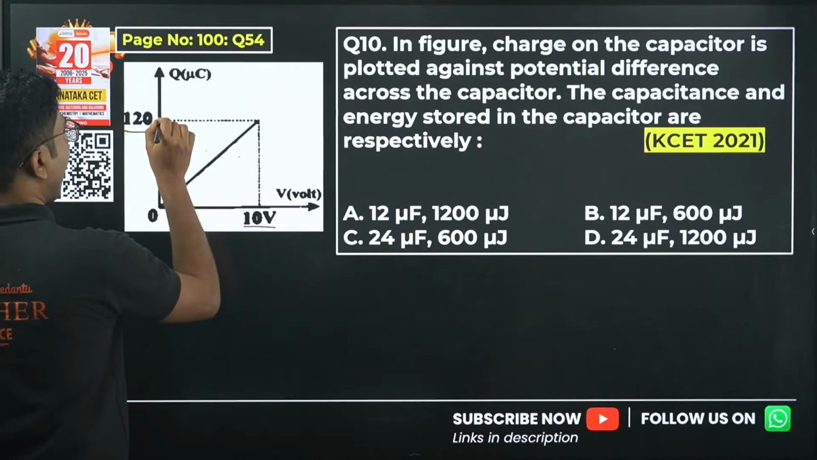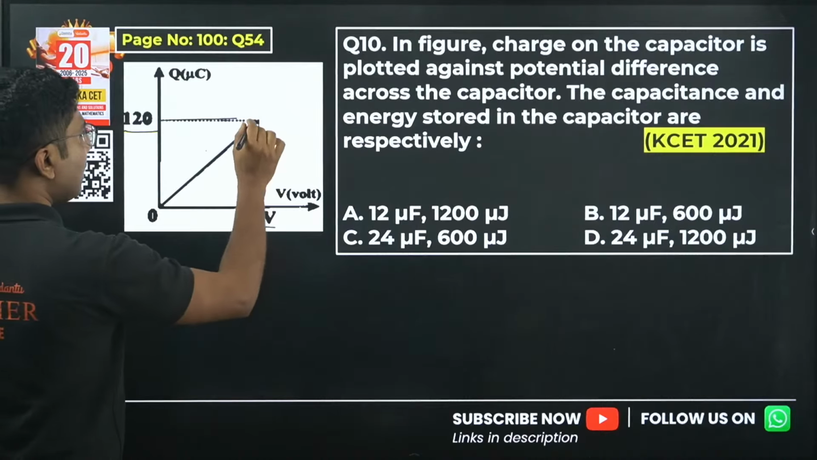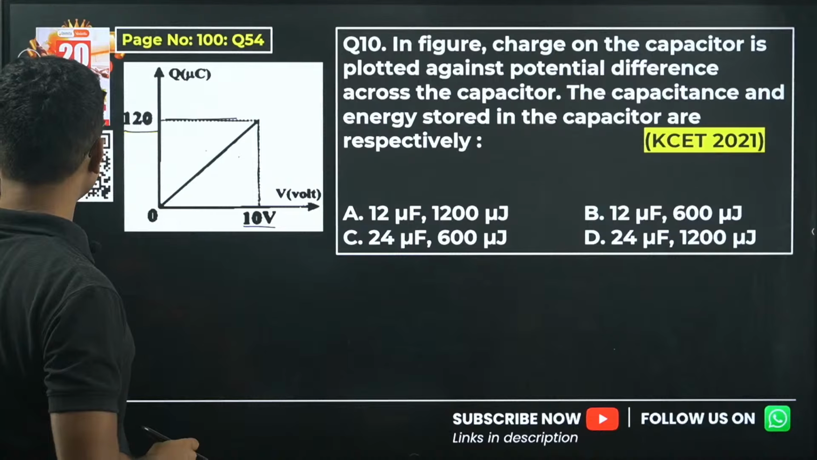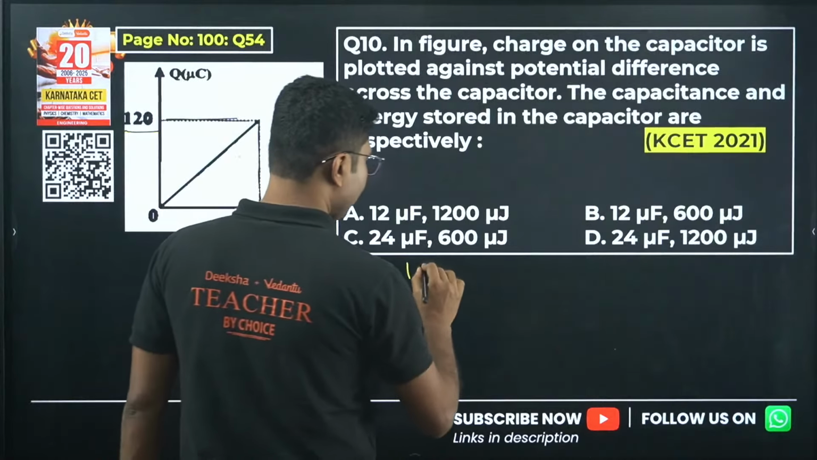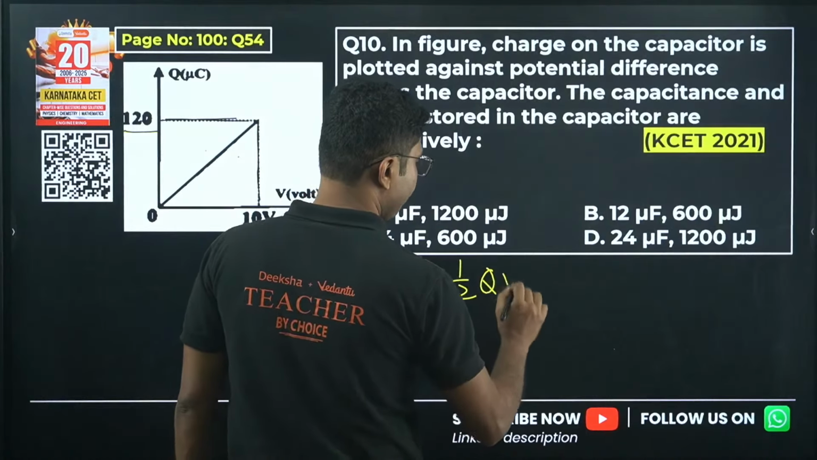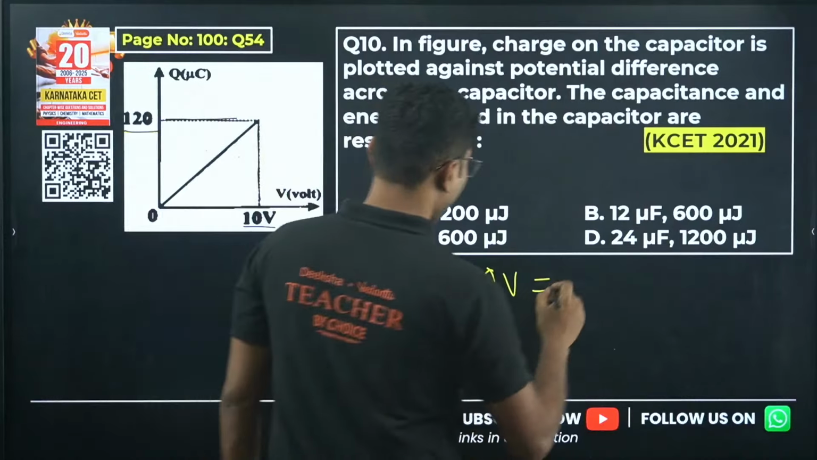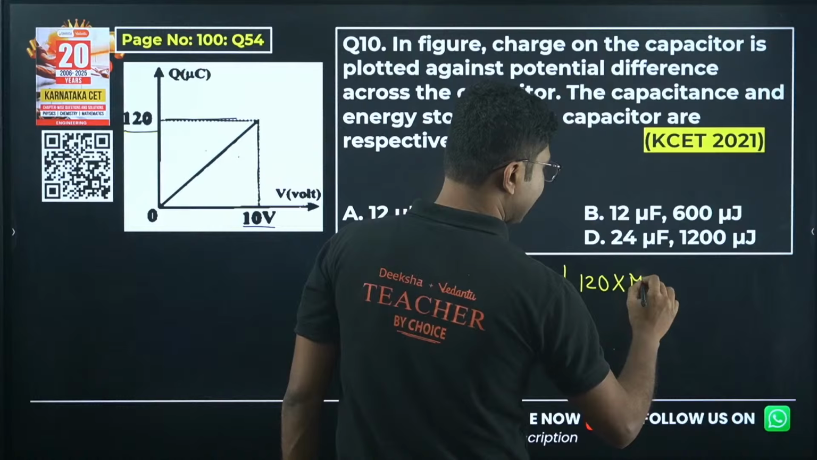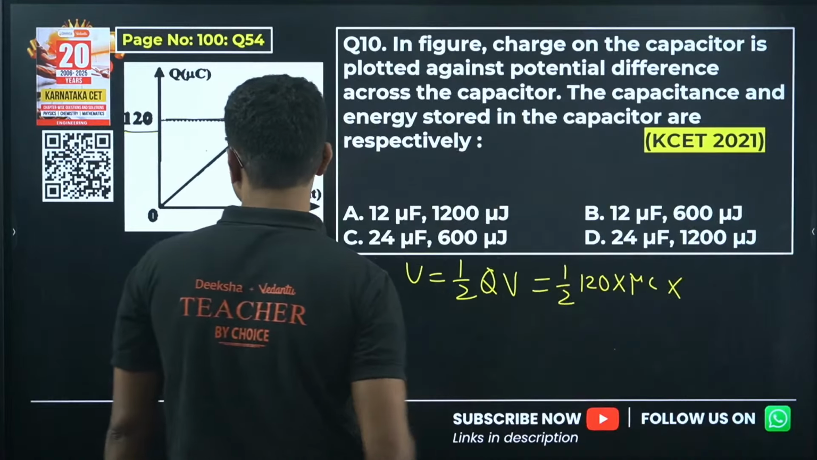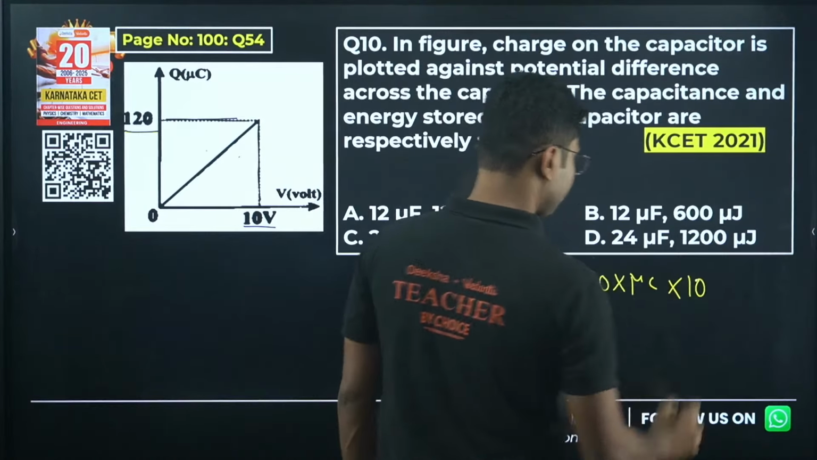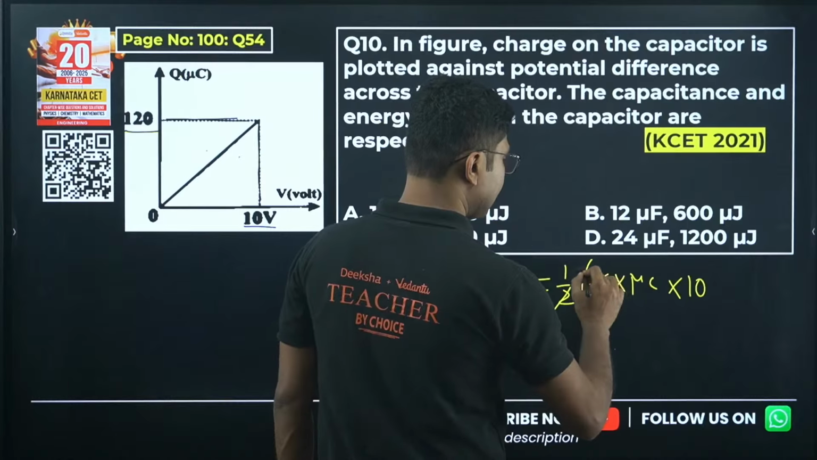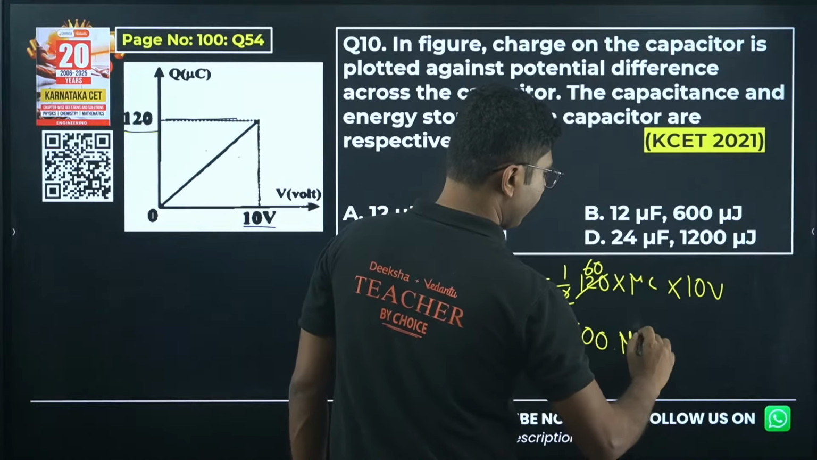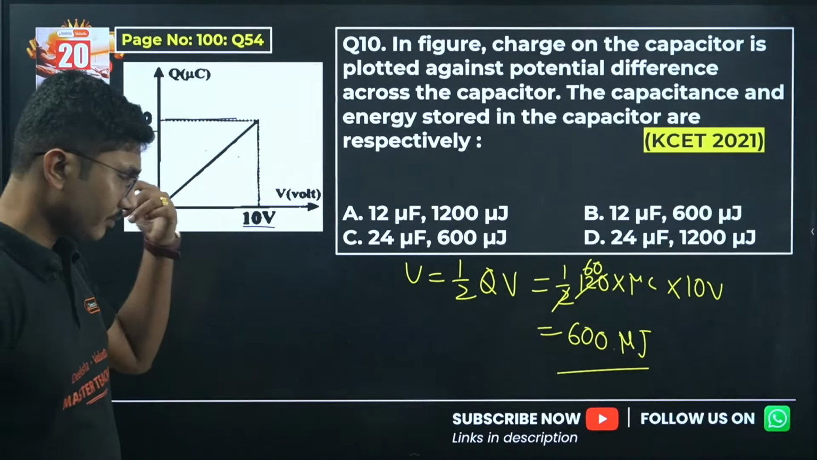So for 120 microcoulomb, the voltage is 10 volts. Energy stored can be calculated easily. Energy stored is given by half Q into V. Q is 120 microcoulomb. Let's keep it as microcoulomb because the answer will be in microjoules, and voltage is 10. So it will be 60 into 10, so 600 microjoules. 600 microjoules is the correct energy stored.